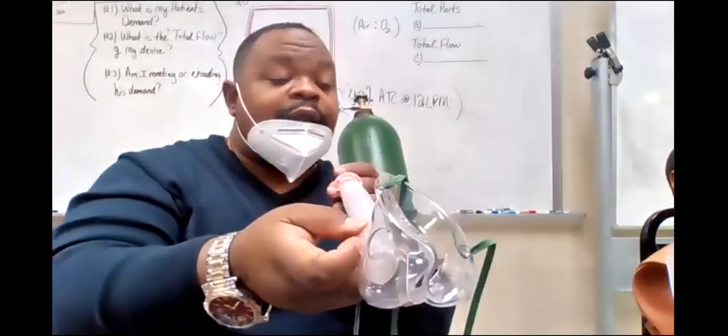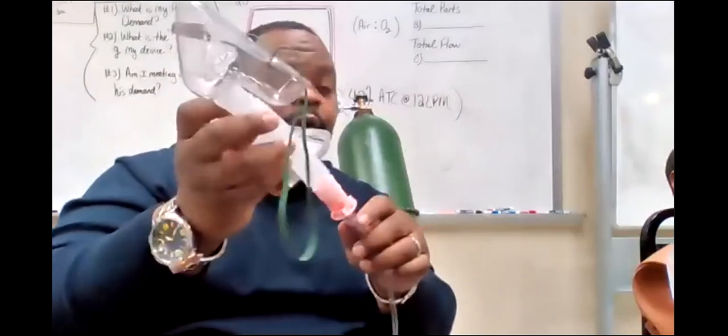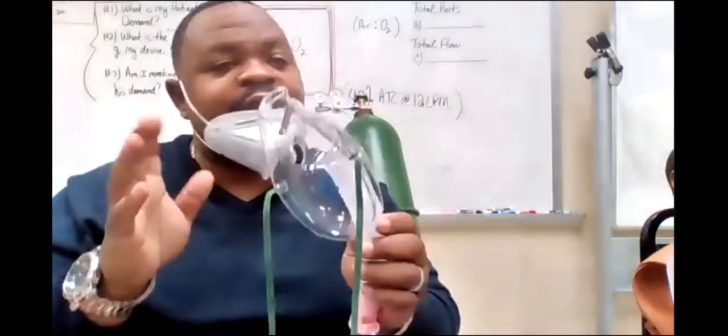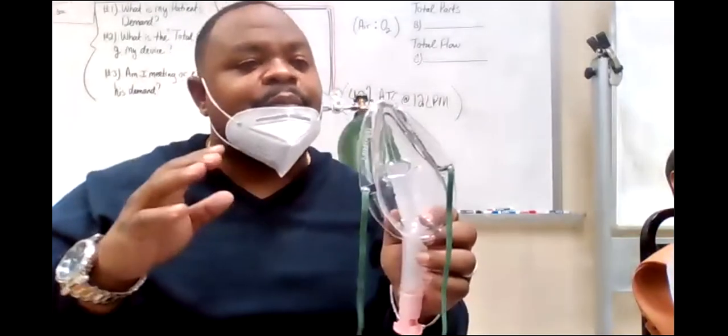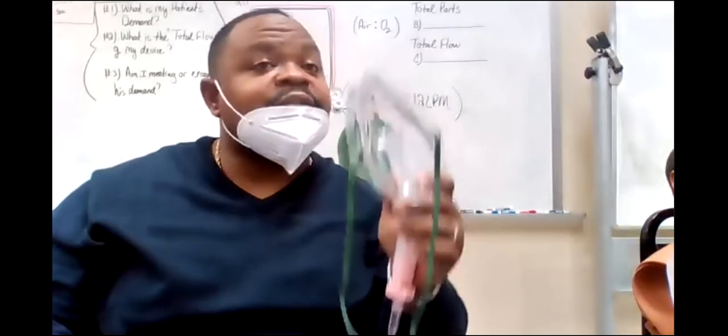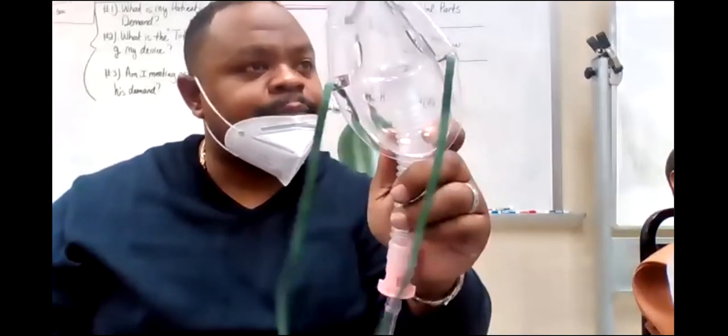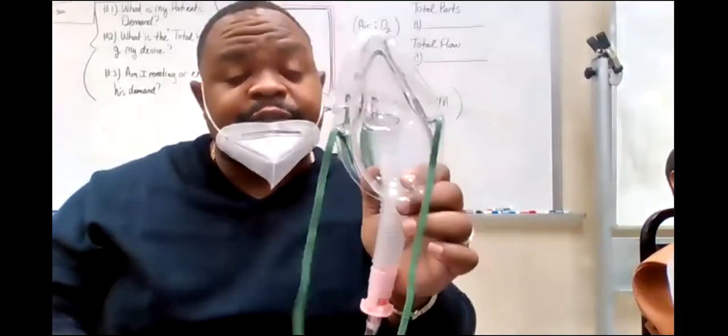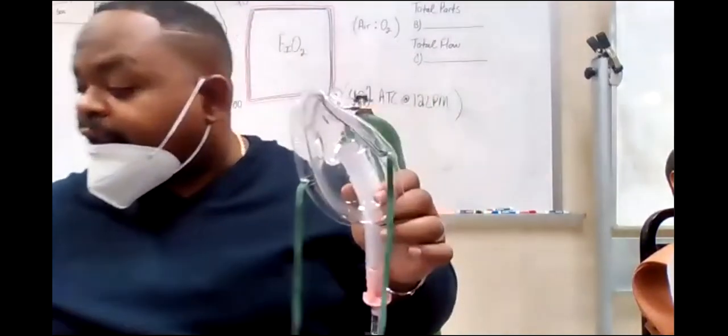As long as I'm rolling with 8 liters per minute, he's going to guarantee to get 40% FiO2. It doesn't matter if he breathes 1,000 times a minute or just one time a minute. Doesn't matter, because this is a high flow system. The Venturi is a high flow system, which will guarantee the FiO2.